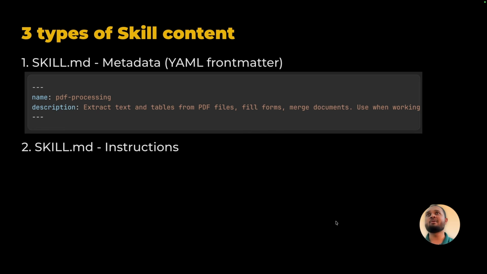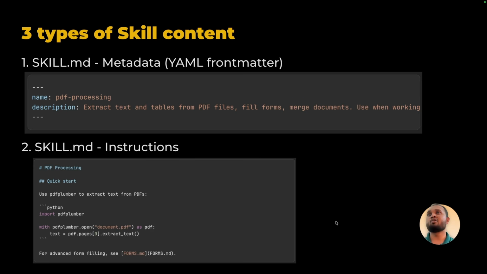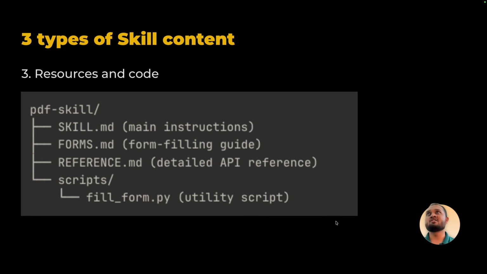Second, skill.md instructions. In this, you put in the instructions for how you want your PDF to be processed. You can add something like use PDF Plumber to extract text. You can add code samples. And at the end, you can also add: for advanced form filling, see forms.md file. And this is very important. This forms.md is the third type of content, which we call resources and code. In this file, you can add a detailed form filling guide. So whenever the agent comes across any form in your PDF, it will use this guideline to fill that form.